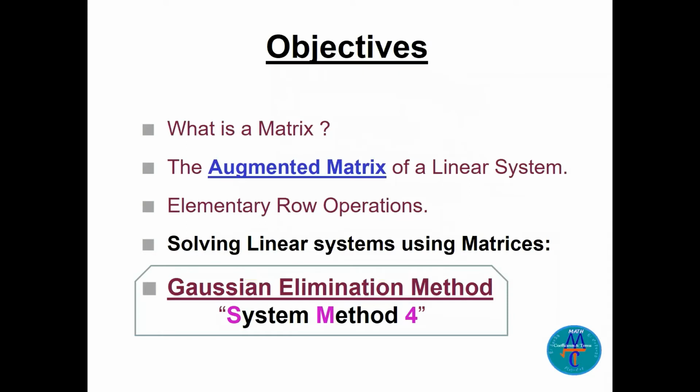Now, let's see the objectives in this lecture. What is a matrix? We will define it. We will define also the augmented matrix, which is something very important. Elementary row operations, there are 3 there. And then we will solve linear systems using matrices. In this lecture, we will look at Gaussian elimination method. This is method number 4.